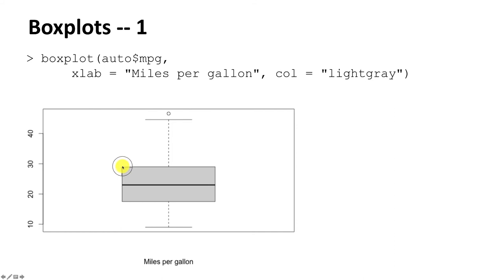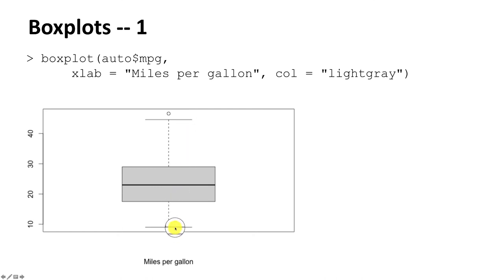So in this case, the interquartile range will be 30 minus, let's say, 16, so about 14. And this line falls at the third quartile plus 1.5 times the IQR. The IQR is 14, so 1.5 times the IQR is 21, and therefore the line is falling at around 30 plus 21. Roughly close to 50. That's where the line is falling.